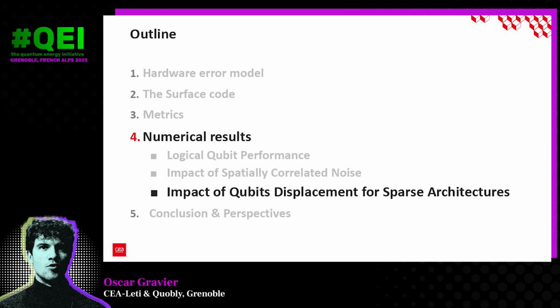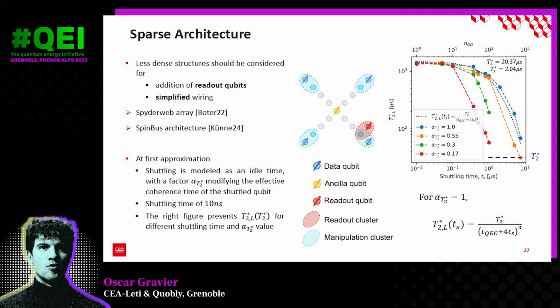And I can finally go to my last part, which is qubit displacement for sparse architecture. Why do we want to go to sparse architecture? The reason is because we want to add readout qubits in order to be able to read the ancilla at the end of the syndrome instruction. And we also want to simplify the wiring, because increasing the number of qubits will create a big problem of wiring, and if you have a less dense structure, it makes it easier.